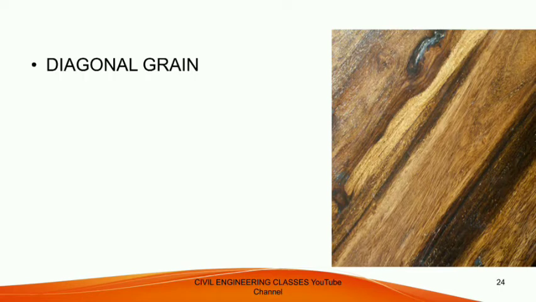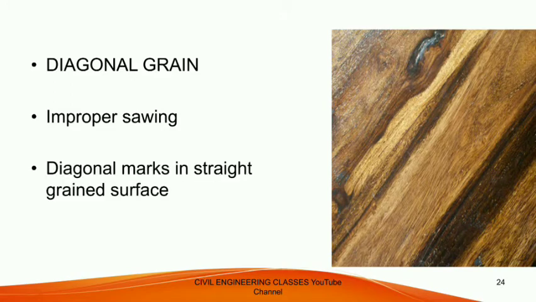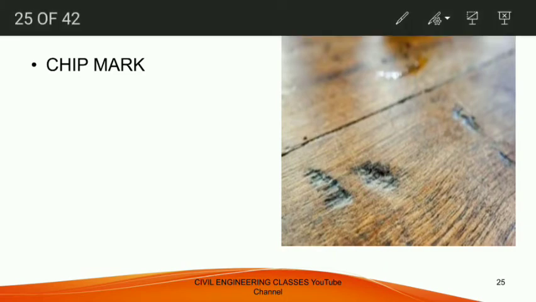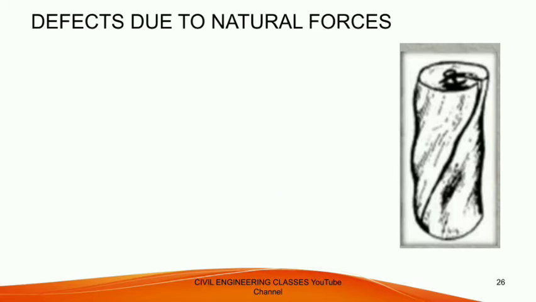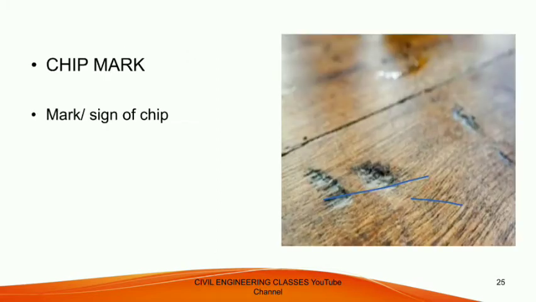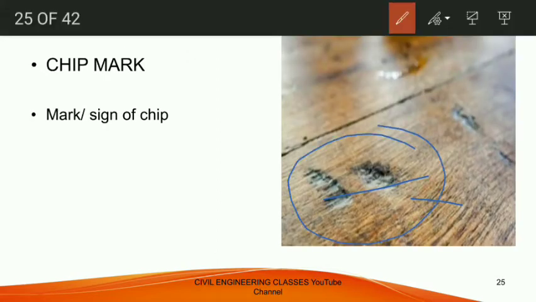Next one is diagonal grain. Diagonal grain is caused during improper sawing. Some diagonal marks are left in the straight grained surface. That is called diagonal grain. Next one is chip mark. It is a very visible defect in the tables and benches of our schools and colleges because it is caused by the mark or sign of the chisel. It is called a chip mark. In this figure, it is very visible. This is the chip mark.